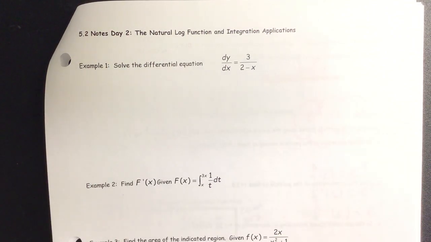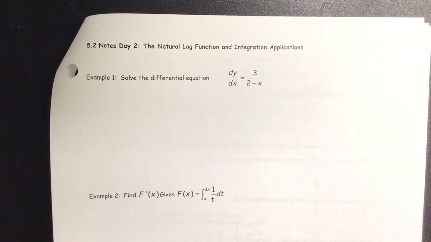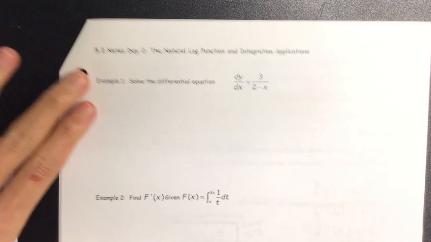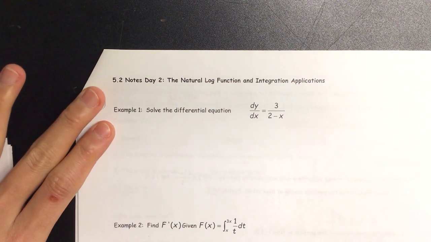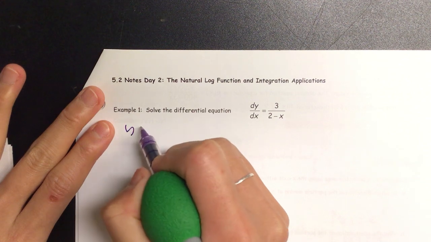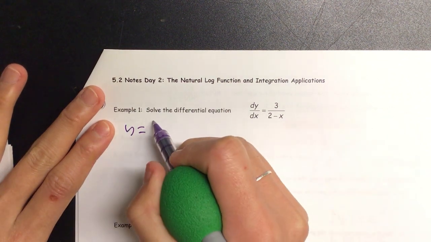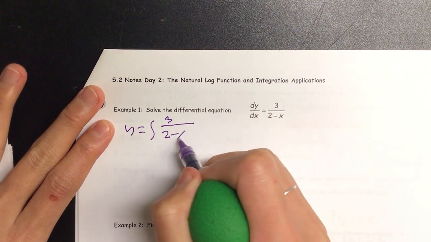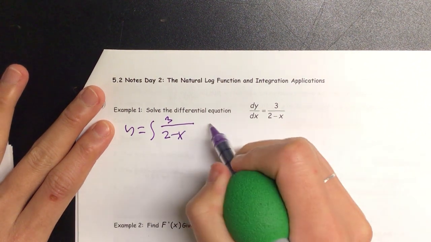Okay, Sam, go ahead and read example number 1. Solve the differential equation dy/dx equals 3 over 2 minus x. So I'm just going to do two things at the same time. We're going to multiply by dx and integrate. So y is equal to the integration of 3 over 2 minus x.